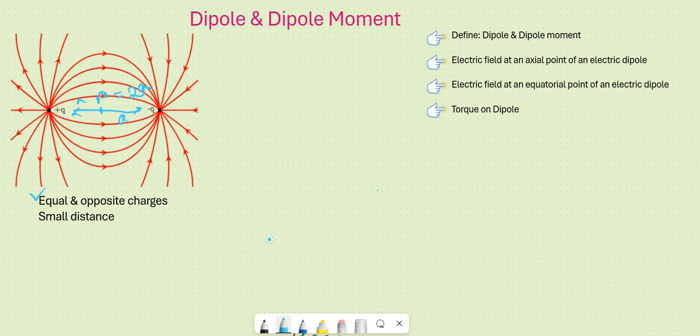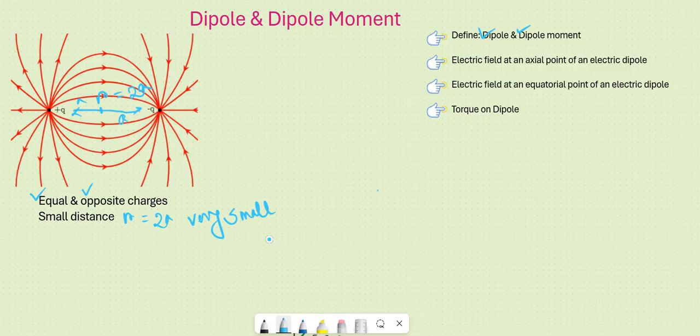It means there are equal charges and they are opposite each other, and obviously this 2a, or r equals 2a, is very small. If it complies with these three conditions, the system is a dipole. So the definition of dipole will be a system having two equal and opposite charges separated by a small distance. So dipole done. Let's start with the dipole moment.